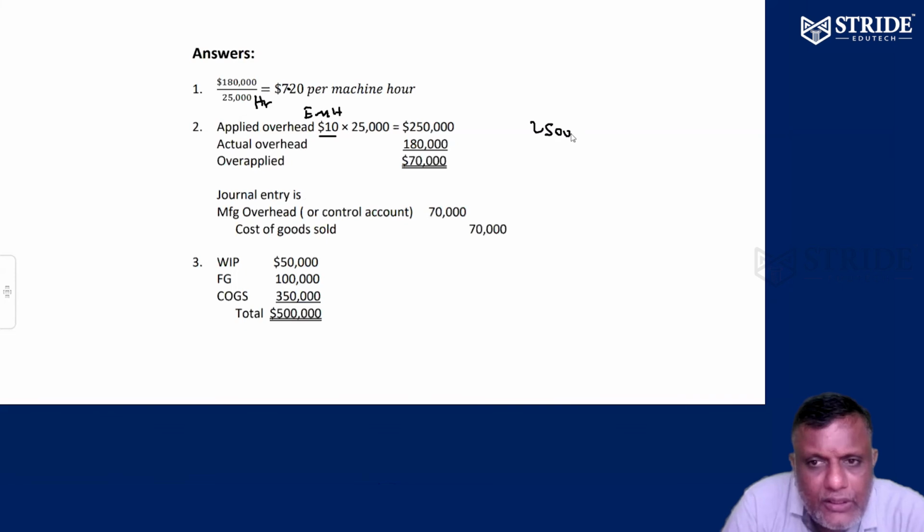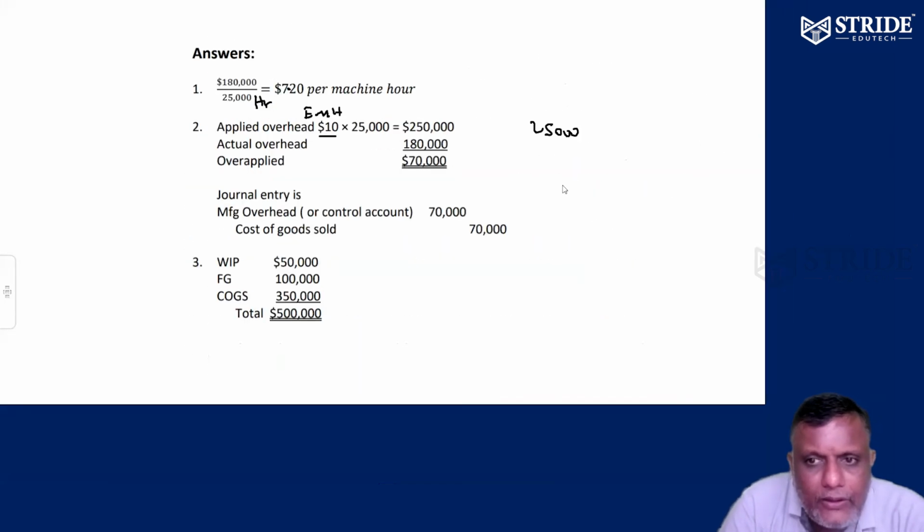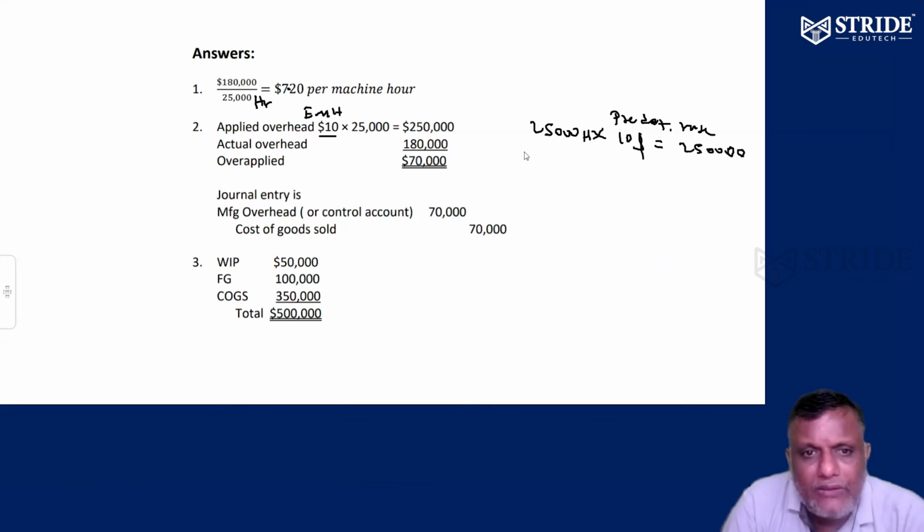So 25,000 actual machine hours are multiplied with the predetermined rate, which we already calculated, equal to $10 per hour. 25,000 hours at $10 per hour is 2.5 lakhs. Please check it out. This is the applied overhead. Actual hours are 25,000, and the predetermined, applied rate is $10. So 2.5 lakhs.